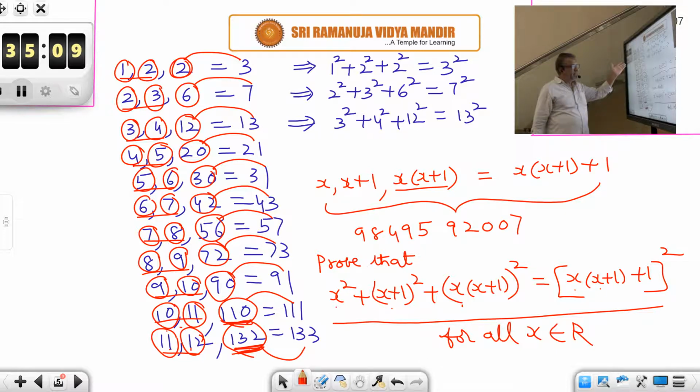Actually, we are using it for natural numbers, is it not? x is 1, x plus 1 is 2, like that. But it is true for all real numbers. If x equals root 2 or root 3 also, this is correct.